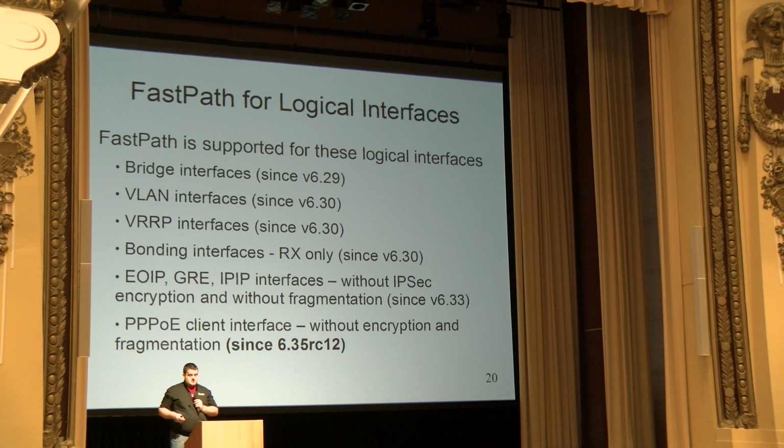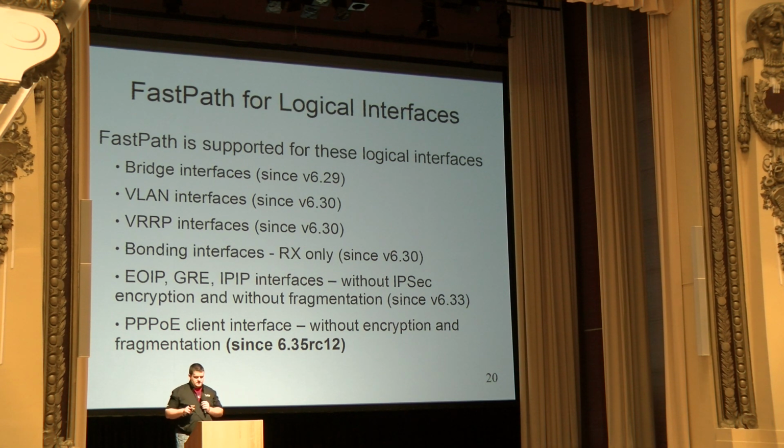Then, in 6.30, we added VLAN and VRRP, and also bonding for receive only. Unfortunately, for transmit it's not possible, but at least for receive, we made it. In 6.33, we added Ethernet over IP and IP-IP interface support. Note that it's without IP security encryption and without fragmentation.